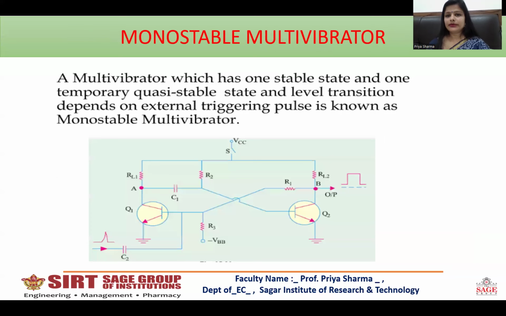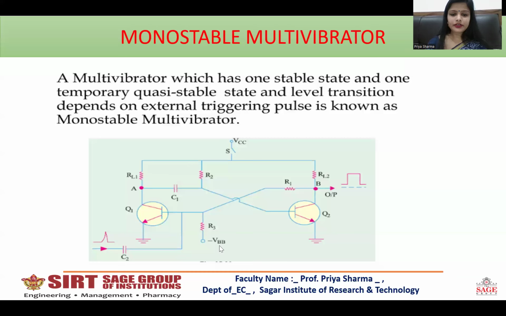Next, coming to the monostable multivibrator. A monostable multivibrator will have one stable state and one temporary quasi-stable state, and the level of transition depends on the external triggering pulse. This is known as the monostable multivibrator. As you can see from the circuit diagram, very small changes are there as compared to the astable multivibrator. The capacitor C2 was used over here in the astable multivibrator, but in monostable it is used over here.